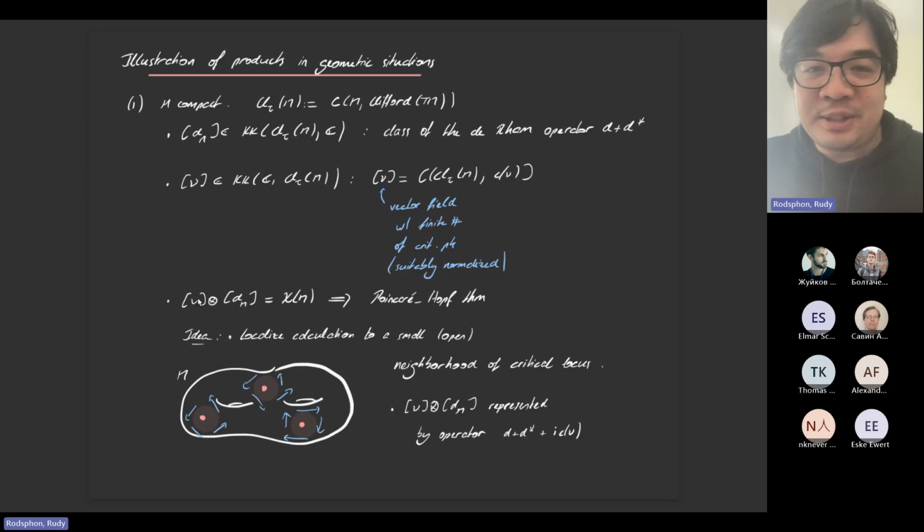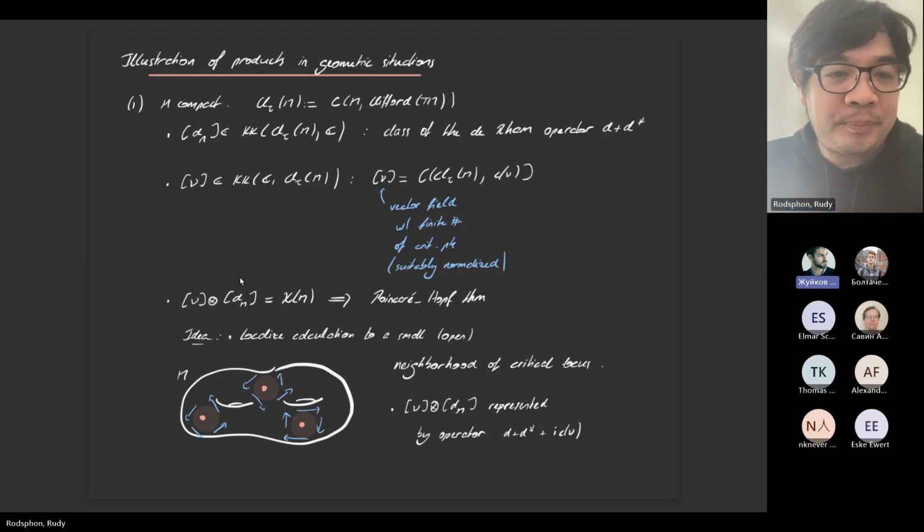So as in the picture here, you can refine this calculation a bit and get the Poincare-Hopf theorem. It goes this way. When you calculate the product here, just to explain that it's really the Euler characteristic first, what you can show is that the product is represented by some operator of this form. It's like a perturbed Dirac operator: D plus D star plus some potential.